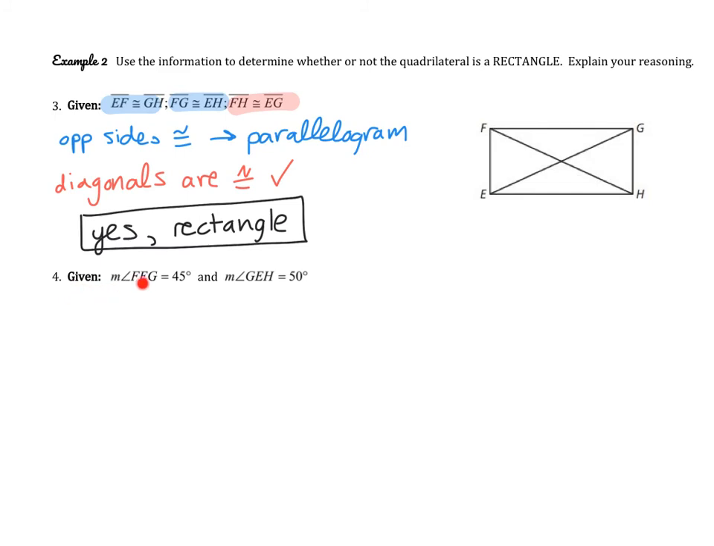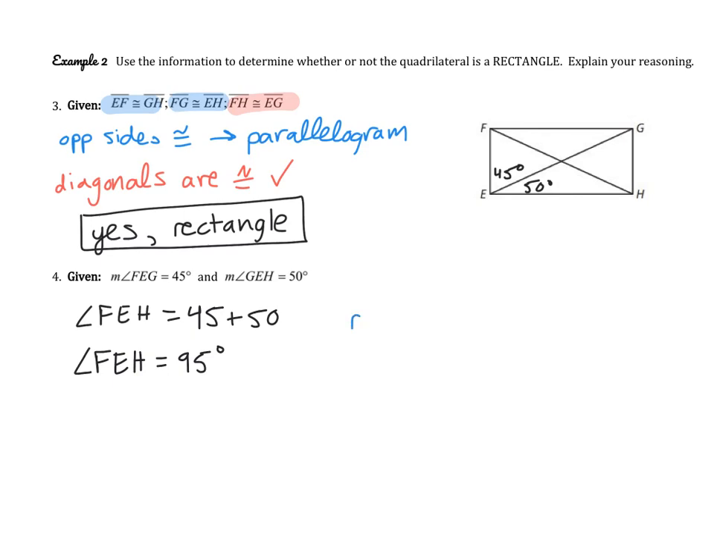Okay, so for number 4, they tell us that the measure of angle FEG is 45 degrees, and the measure of angle GEH is 50 degrees. So if we know that this is 45 degrees and this is 50 degrees, we know that angle FEH is going to be the sum of those two smaller angles. So it's 45 plus 50, so angle FEH in this case is 95 degrees.